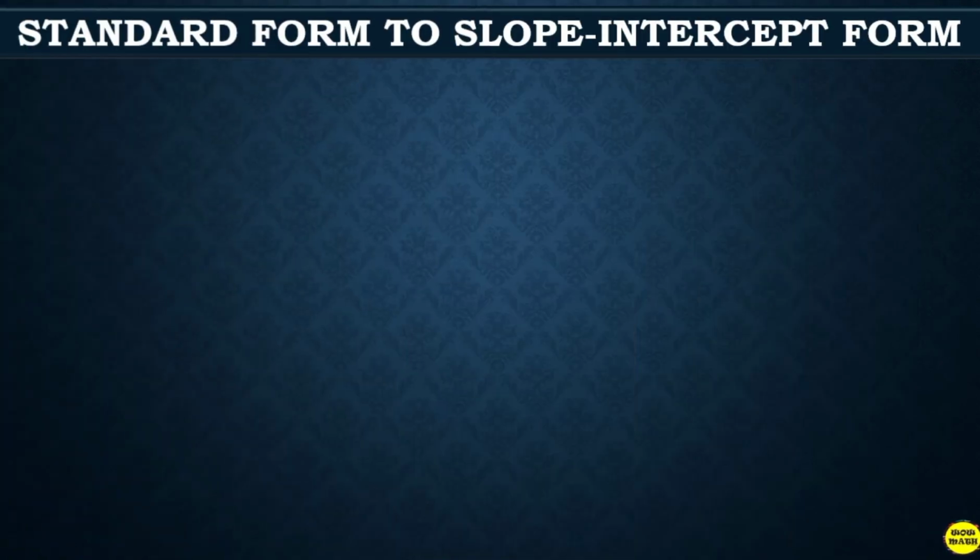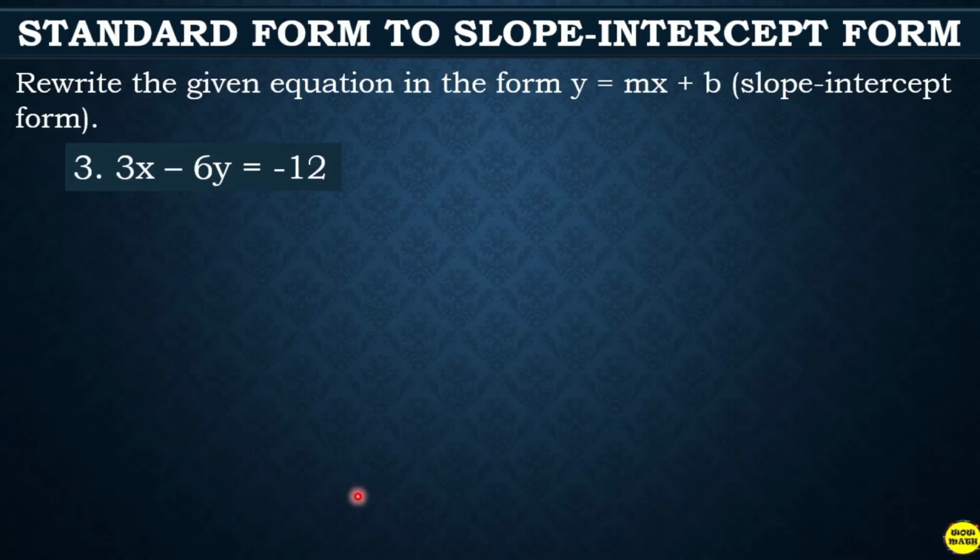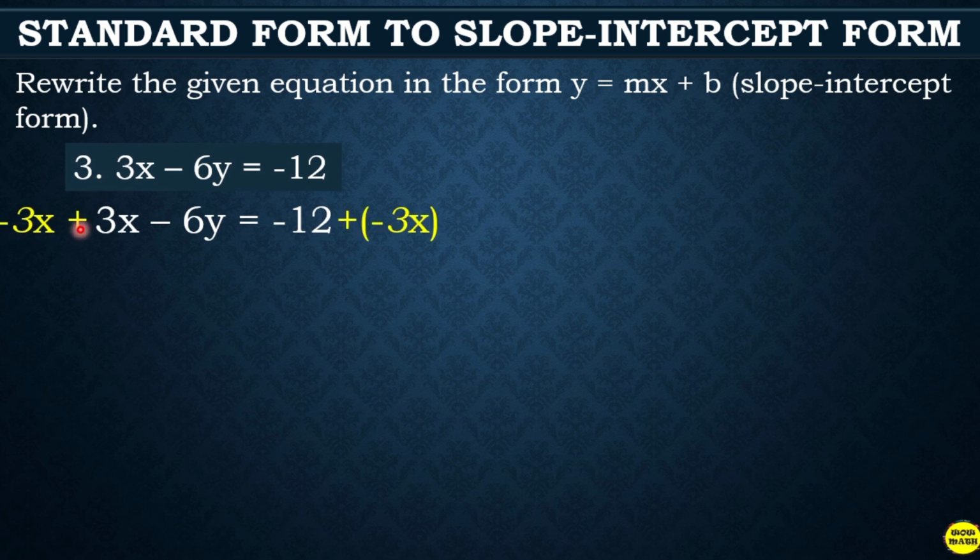Let's have another. So, I have 3x minus 6y equals negative 12. So, again, our goal is we have to eliminate this x variable. So, dapat nasa right side siya. So, since positive ito, ang i-add natin ay negative 3x, both sides. So, makakancel na natin siya. Ang maiiwan na lang ay negative 6y equals negative 3x minus 12.